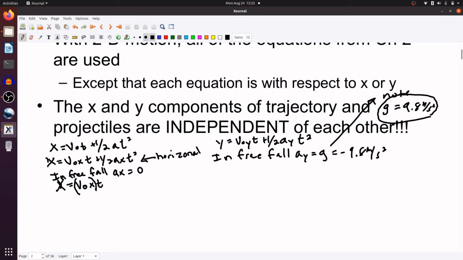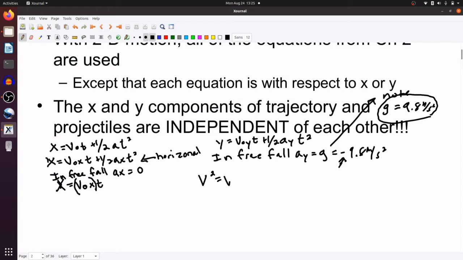It's always going to be a positive 9.8, but we make it negative to denote that it's pointing towards the center of the Earth. So the value of g is actually a positive thing. That's going to come later on, but I'm just pointing it out now just to hopefully get it ingrained in your brain.